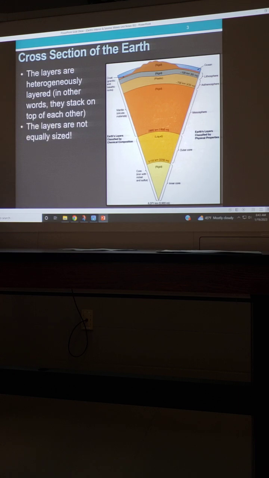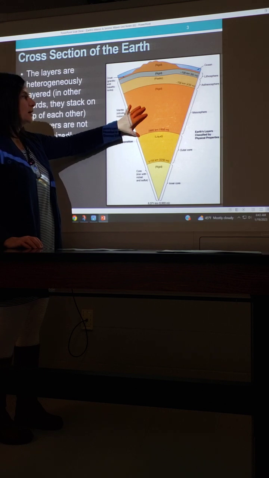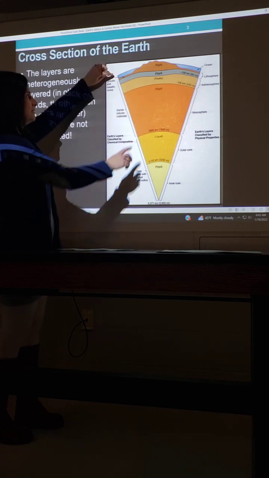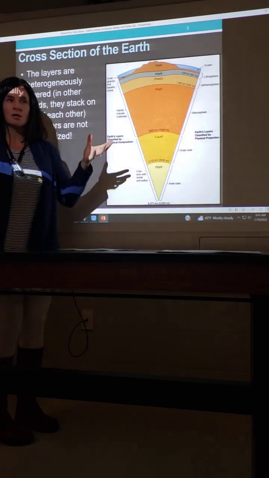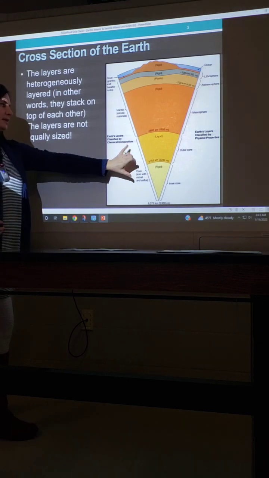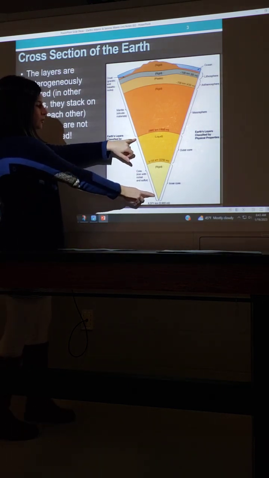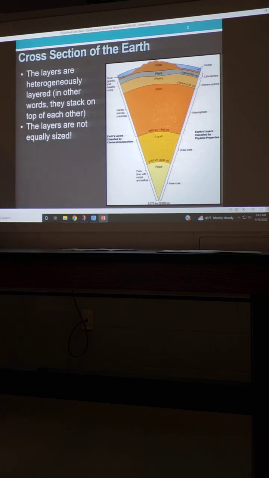Okay? Good? So these layers are not equally sized. The litho, the astheno, and the mesosphere, the sphere layers, are all part of what we call the mantle. And then the inner and the outer, those are our core. And then we have our crust, which can be oceanic or continental, and we'll get to that in just a second.